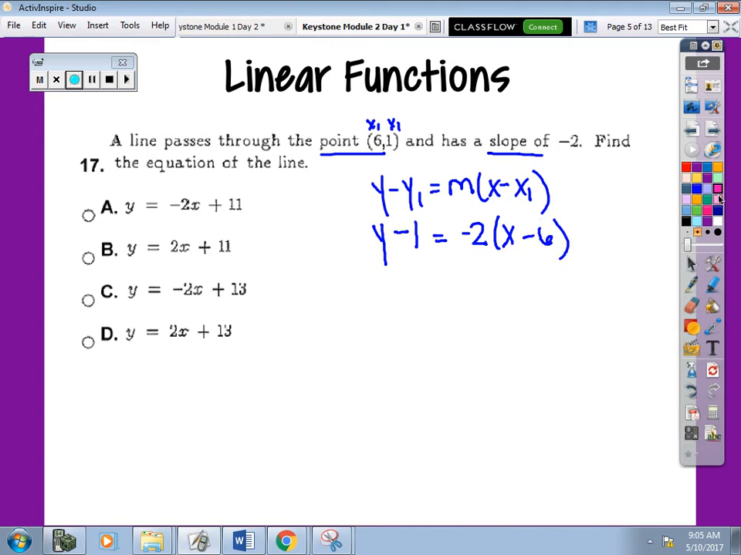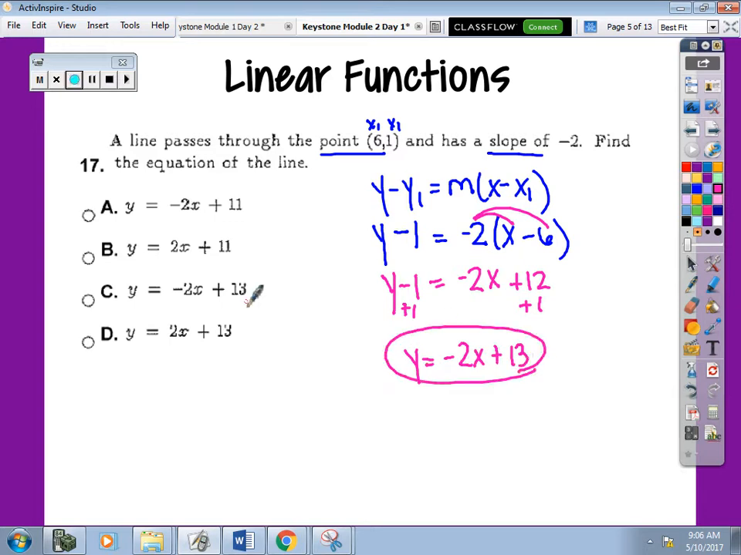All the answer choices are in slope-intercept form, so what would I do next? Evelyn? Make it into slope-intercept form. How would I do that? What would my first step be to do that, Shan? Distribute the -2 first. Good. We'll have -2x. -2 times a -6 gets me a +12. And then I would add 1 to both sides to get -2x plus 13, which was answer choice C. Okay. So you'll see point slope quite a bit on here.